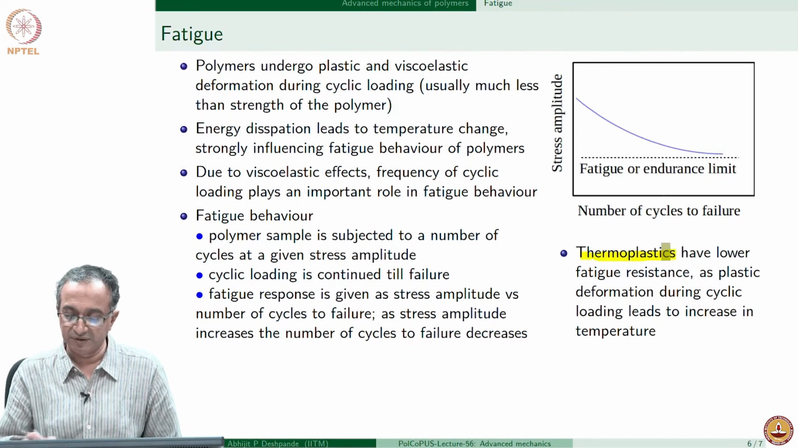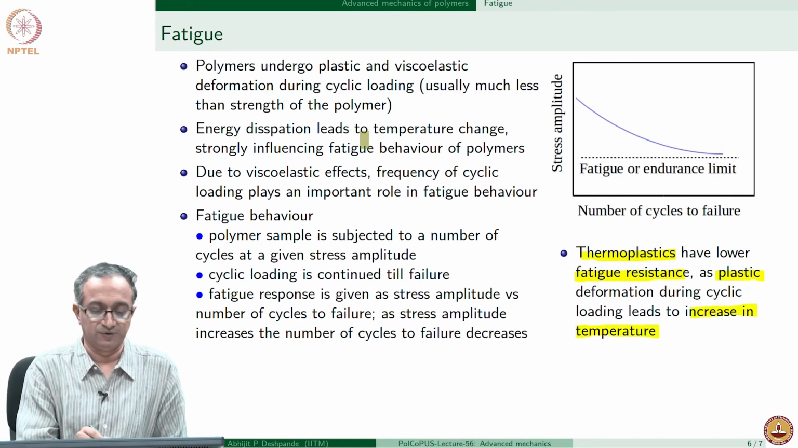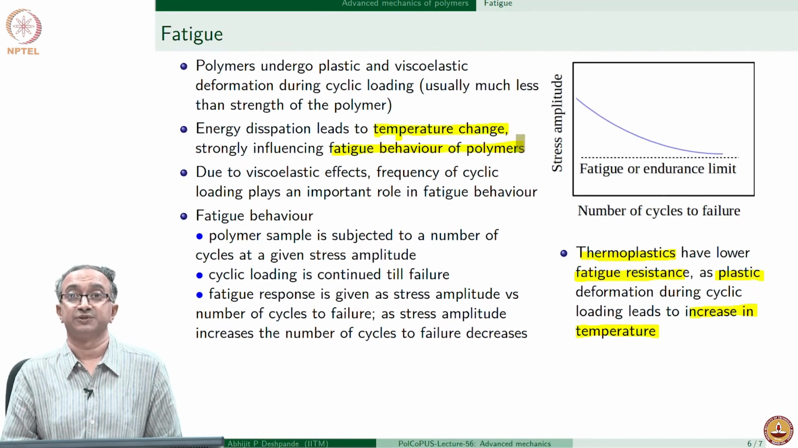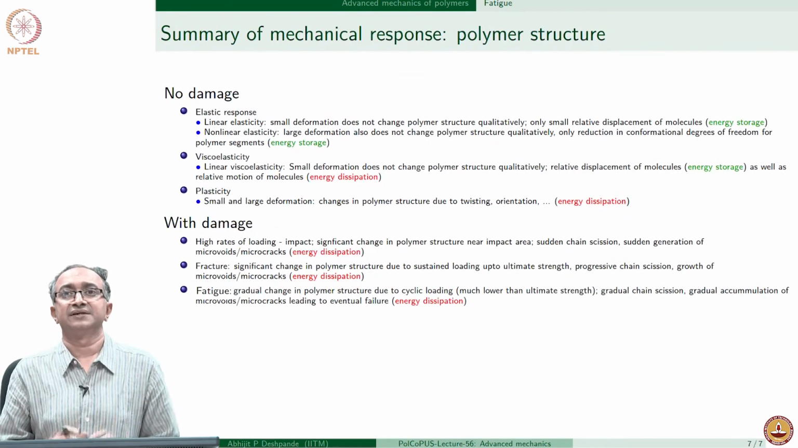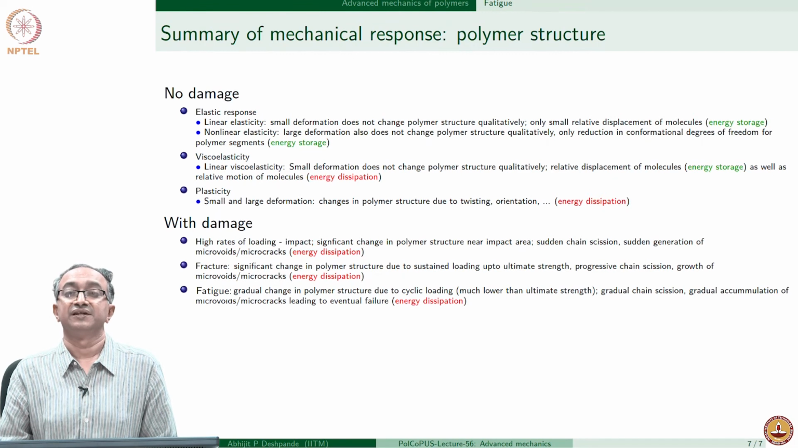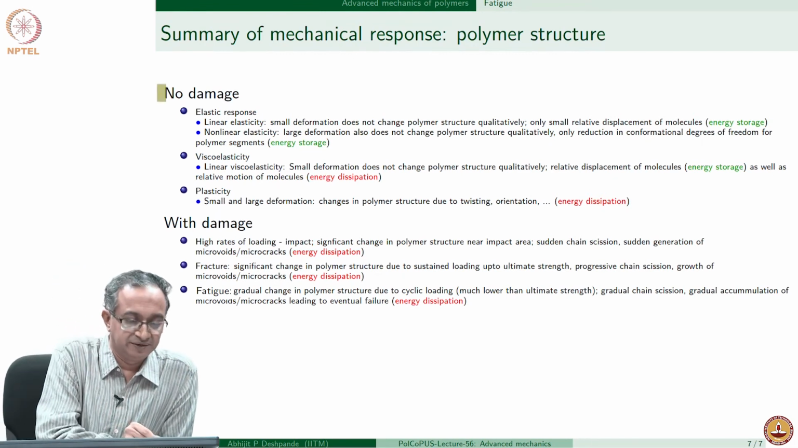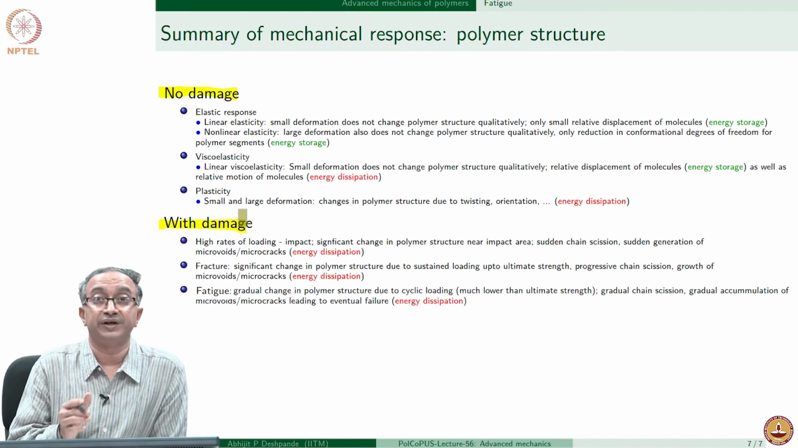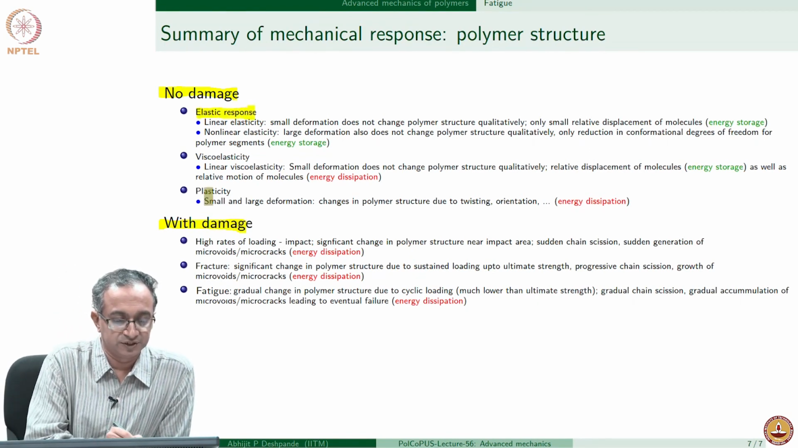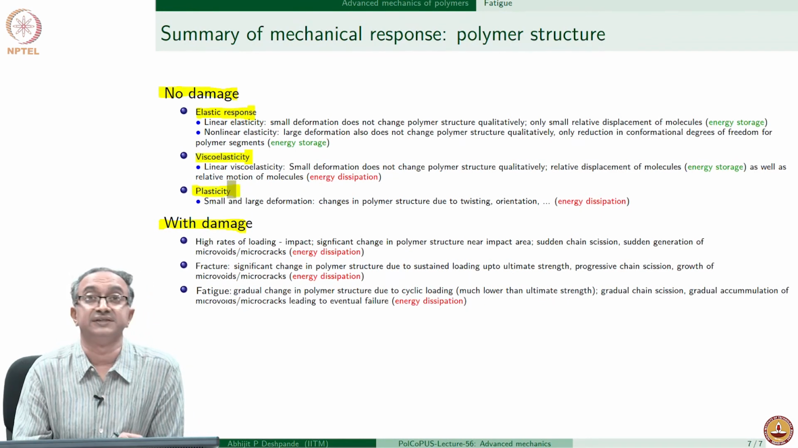One other thing, for example, we can notice is thermoplastics have lower fatigue resistance because plastic deformation leads to increase in temperature, as was mentioned here, because temperature change strongly influences the fatigue response of polymers. So, in this slide I have tried to summarize the overall set of mechanical response that we have discussed. We can classify them in two important ways: no damage and with damage. In case of no damage, we have elastic response, viscoelasticity or plasticity.